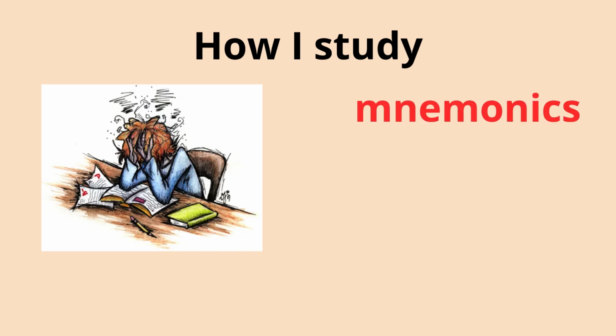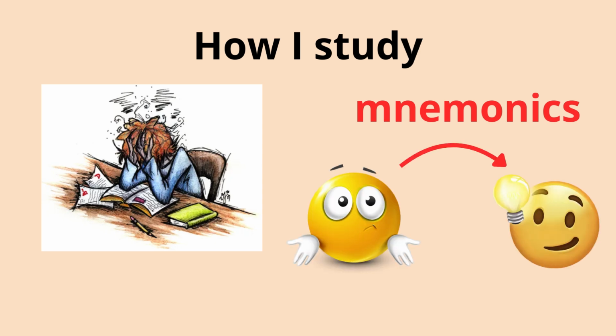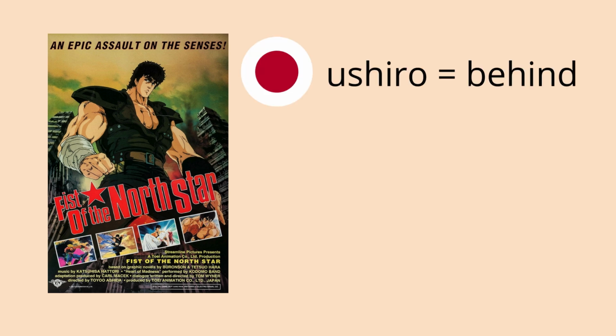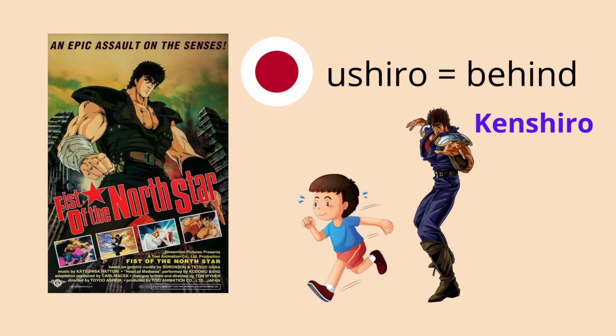You don't need me to explain mnemonics. The idea is pretty simple. Connect something you don't know with something you already know very well. For example, when I was 12 and learning Japanese, I loved watching Fist of the North Star. So to remember that Ushiro means behind, I pictured the main character, Kenshiro, standing behind me, because it rhymes. That's ridiculous, but it works, and that's the most important.